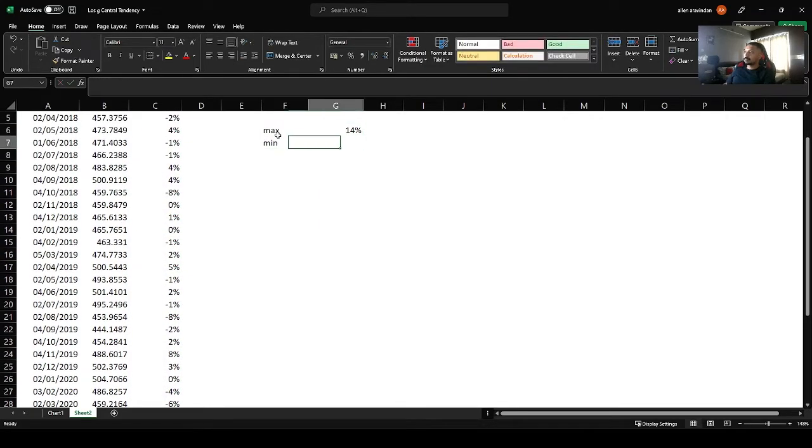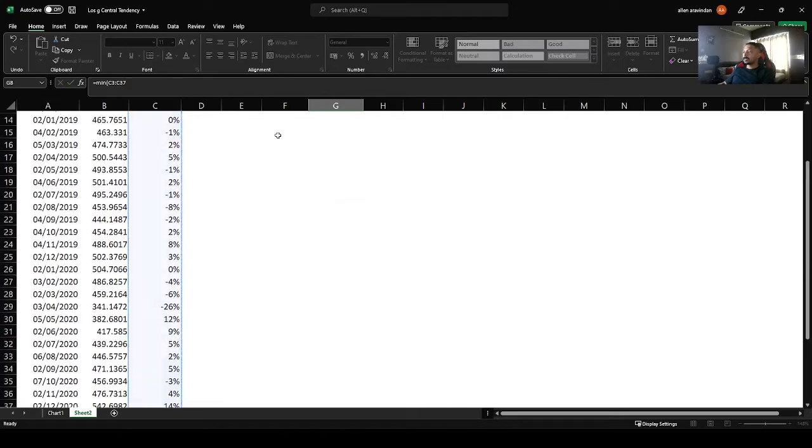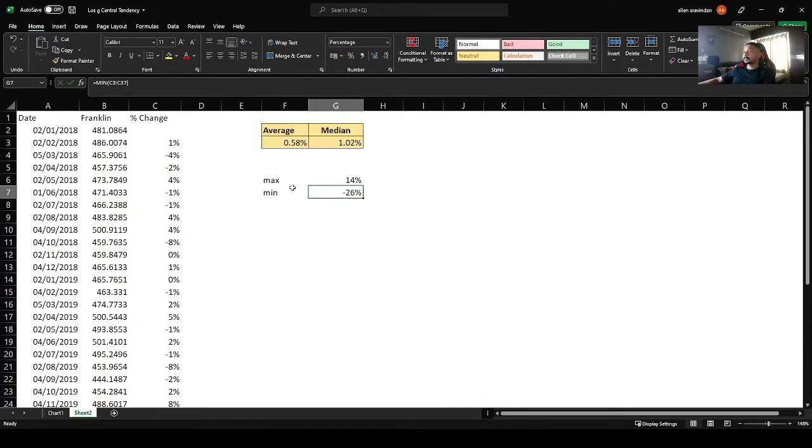And this is the minimum fluctuation. So how much has it gone down in one particular day? Okay, so that's minus 26, right? Now let's create a range. Let's start from the lowest point, and then let's say we create a difference of 5%.